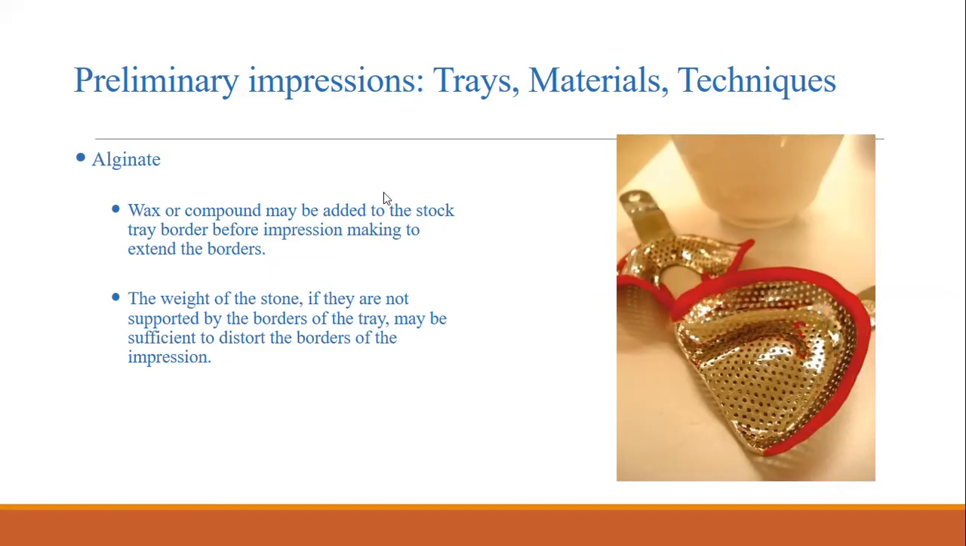مشكلة الالجينيت إنه it can't support itself. يعني إذا في deficiencies موجودة بالتري ومش واصل عندي لكل البوردرز، الالجينيت ما رح يوصل. وإذا وصل ممكن وأنا بشيل الامبريشن من البيشنت ماوث إنه it tears easily because tear resistance للالجينيت عندنا واطي. The weight of the stone, if they are not supported by the borders of the tray, may be sufficient to distort the borders of the impression.